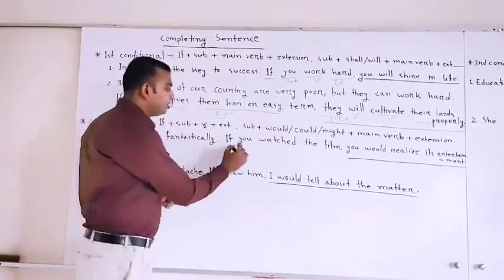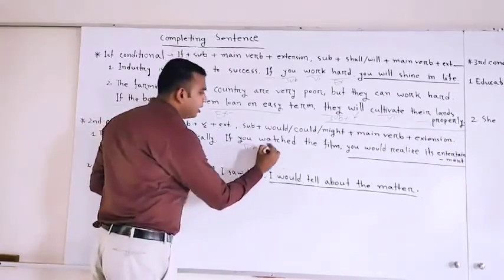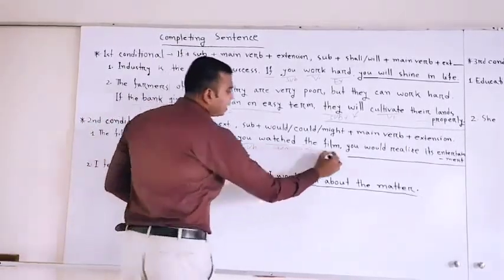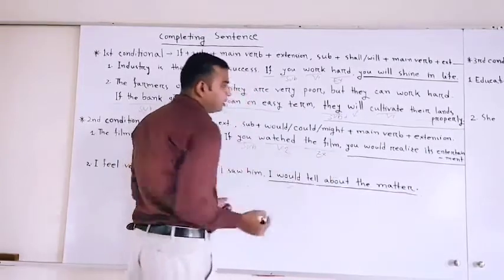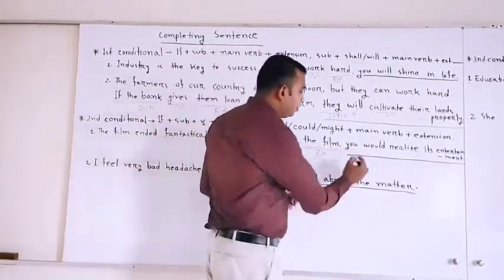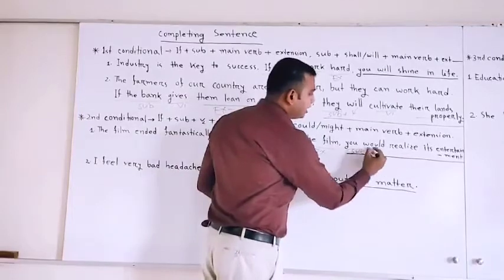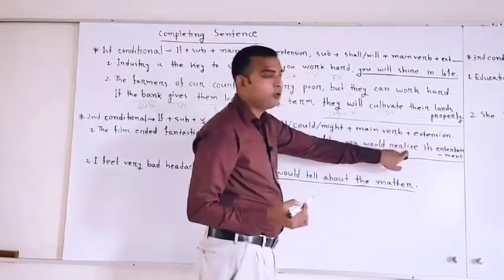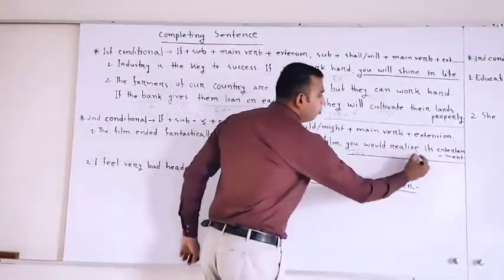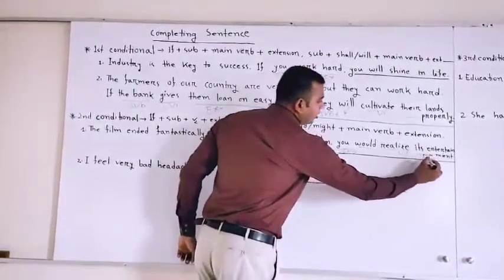Look, here is the subject, right? Subject. Then this is verb 2. And this one is extension. So here, the second clause will be subject plus, here you find would, then verb 1, realize is the verb 1, then extension.